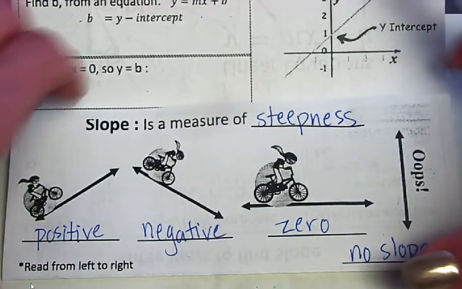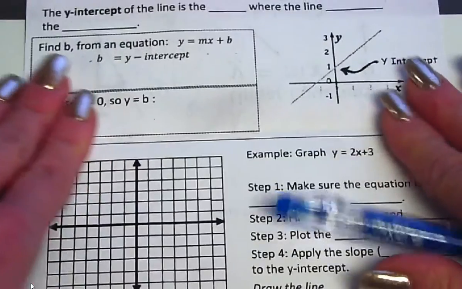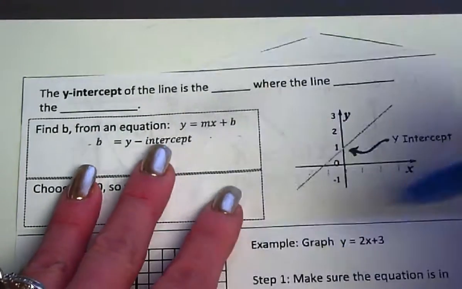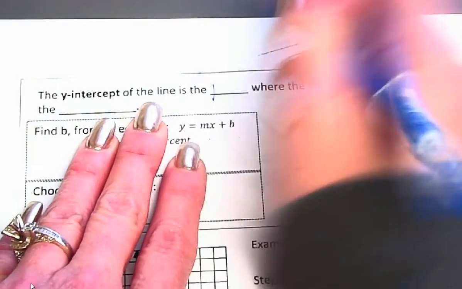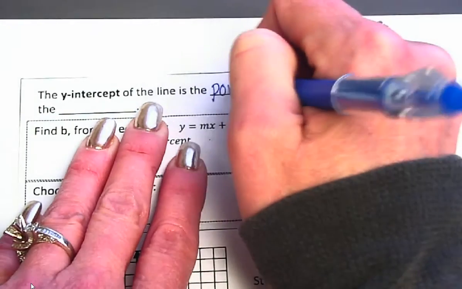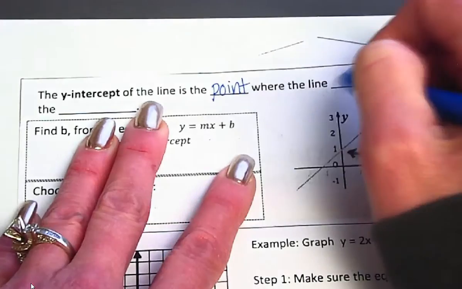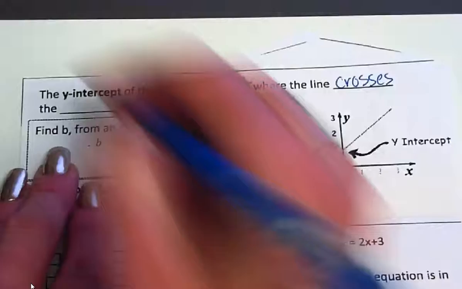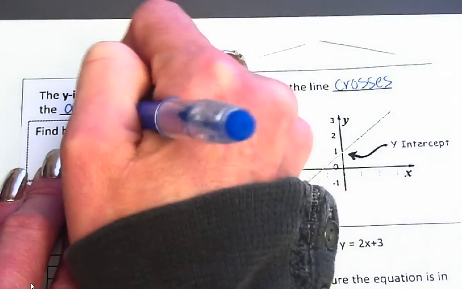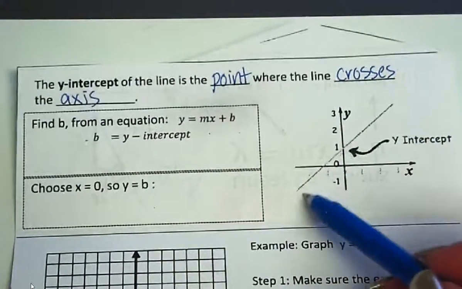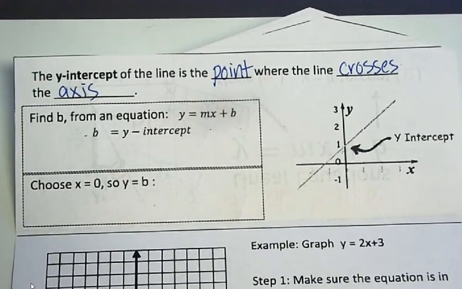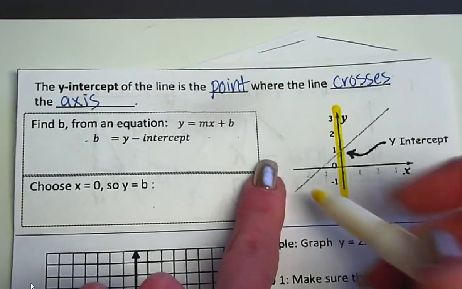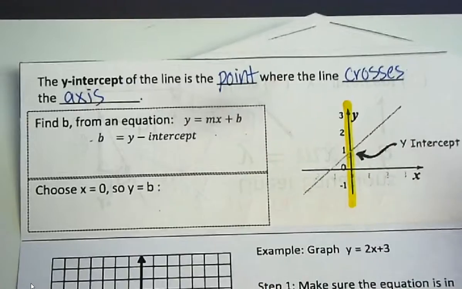Okay, so now we're going to go to y-intercept. Now that we reviewed slope, the y-intercept is the point where the line crosses the y-axis. So you can see where the line hits the y. So I've got my y-axis here. And the point where it crosses through, that's going to be your y-intercept.